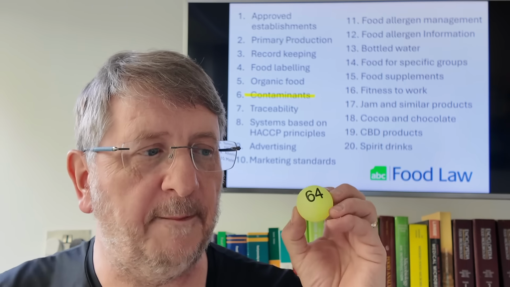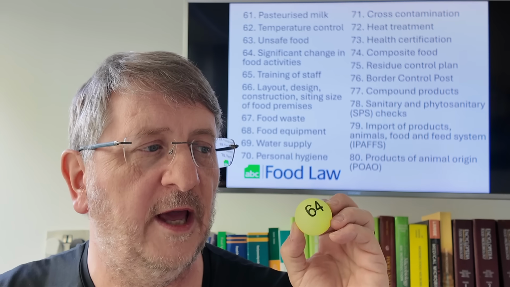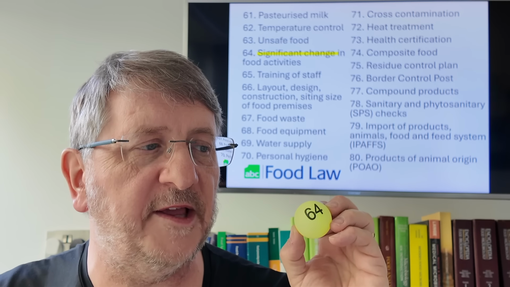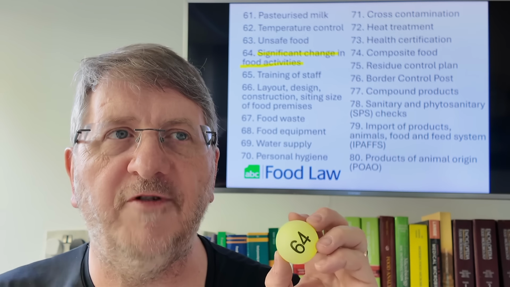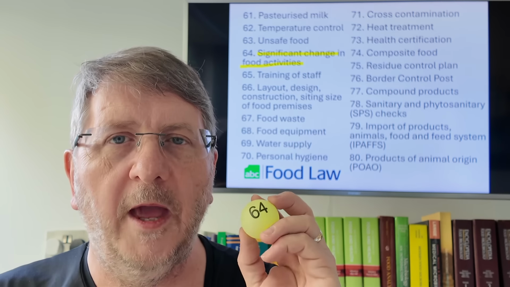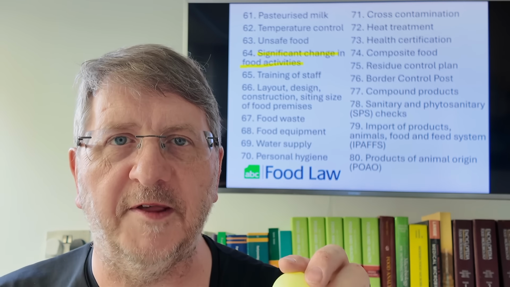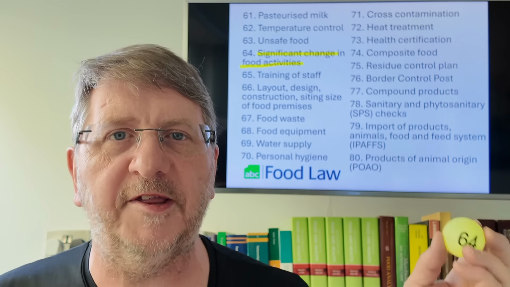Moving on, we've got number 64. Bear with me while I just find it on the screen beside me. Number 64 is significant change in food activities. As a food business, you would need to be typically registered with the food authority, and that's the local authority. I'll come on to that shortly. But if you change the nature of your business, perhaps you're doing different products, perhaps you're using a different process, perhaps you've built an extension on it, whatever.